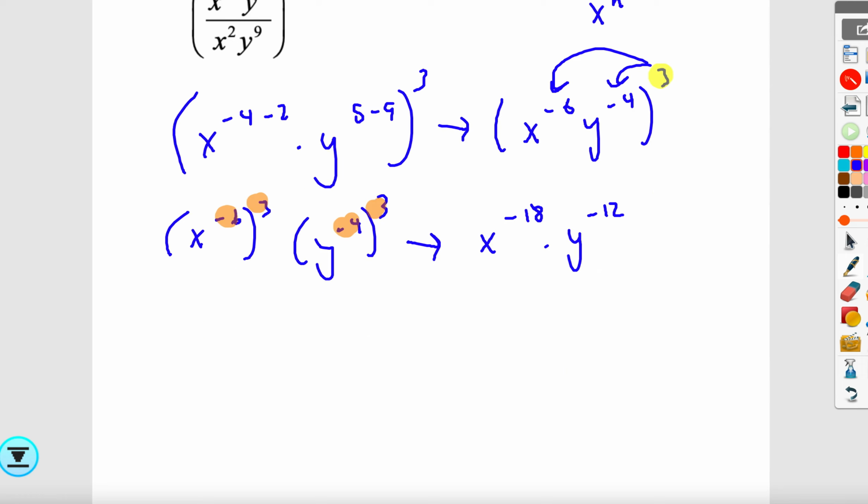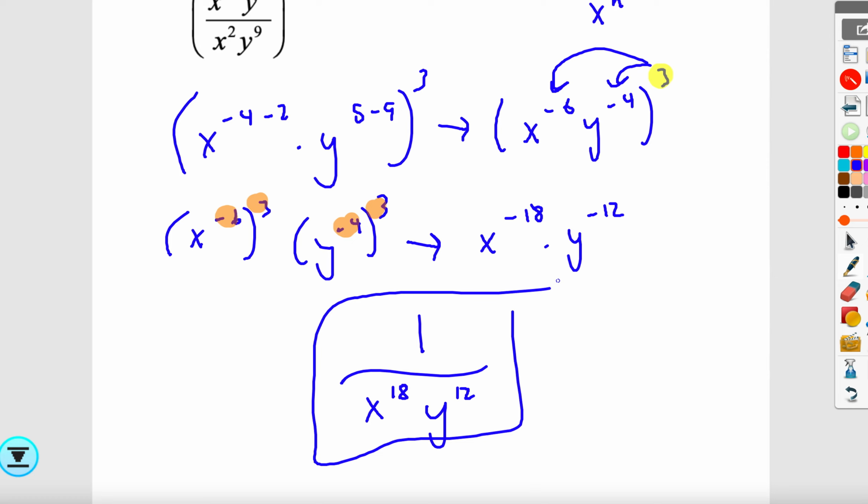We cannot have a negative exponent in the final answer, so we're going to go ahead and put that over a fraction of 1. And then now the x goes to the bottom with the 18 becoming positive, and then the y in the bottom, with the 12 becoming positive. And we are done.